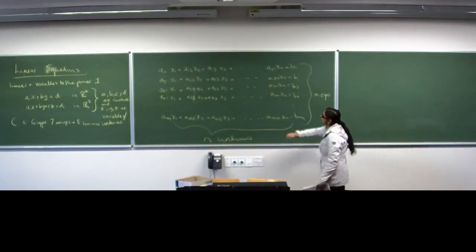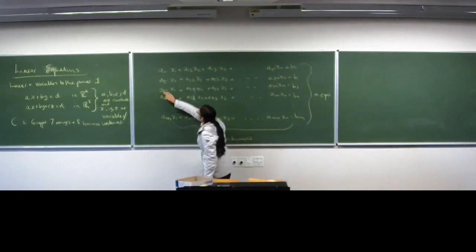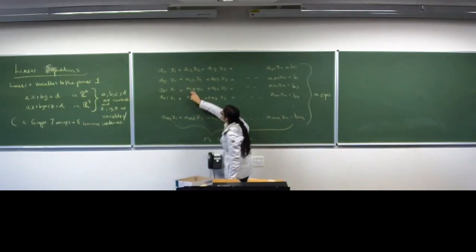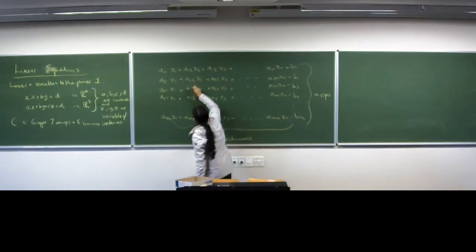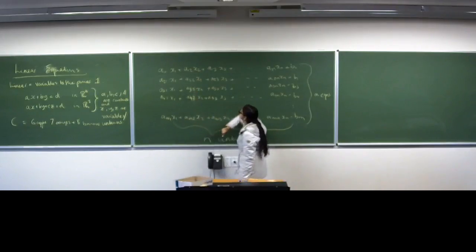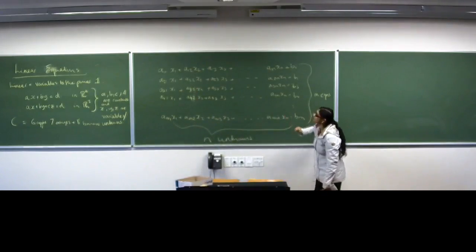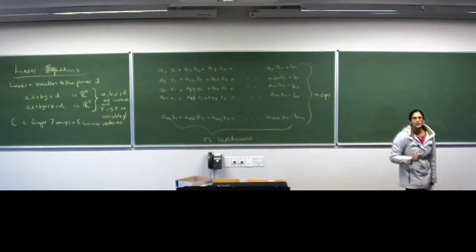Sorry, have I made a mistake? A31x1 plus A32. And that should be 4. Okay. 3, 3. Thank you. Thank you, Mandela.